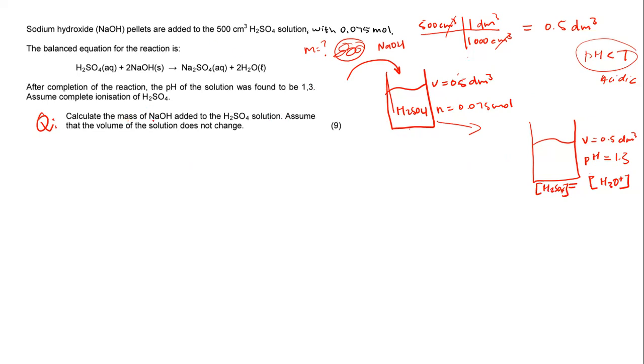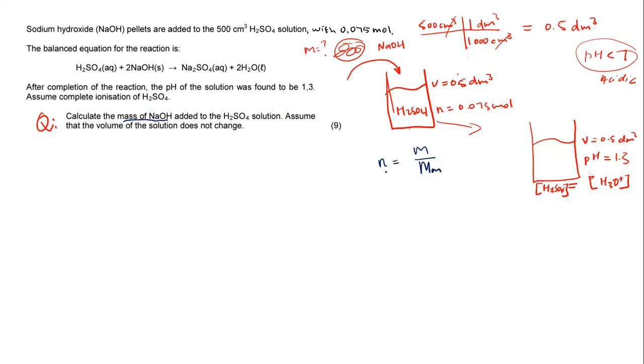Remember, we want to calculate the mass of sodium hydroxide, but now let me give you some hints. How are we going to calculate that mass? To calculate this mass of sodium hydroxide, we're going to use stoichiometric calculations. We're going to use number of moles is equals to mass over molar mass. We're going to use this formula to calculate the mass of sodium hydroxide.